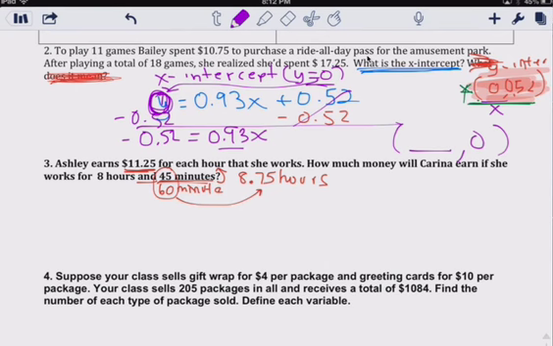Number 3, we discussed how to do that. We make this into a decimal, so 8 point whatever this is, because you make 11.25 an hour, so you multiply 11.25 times 8.75, okay?